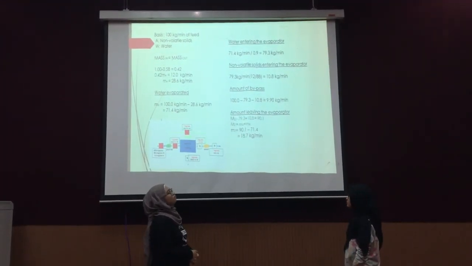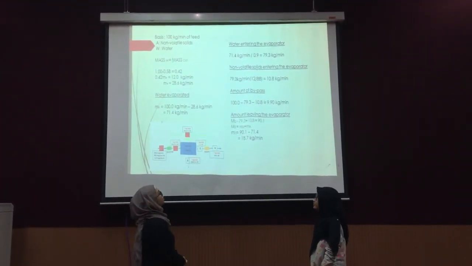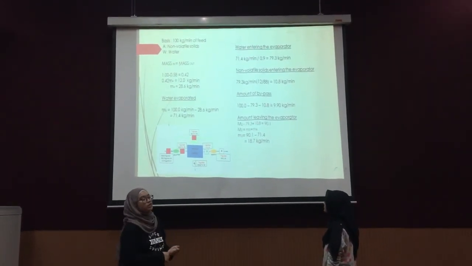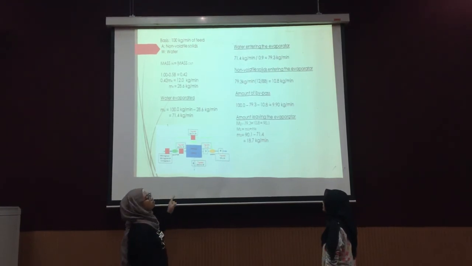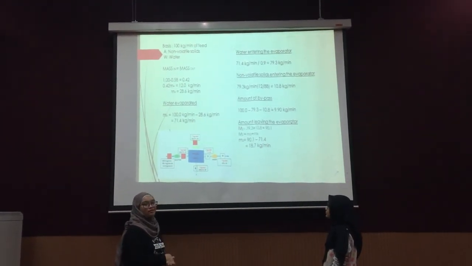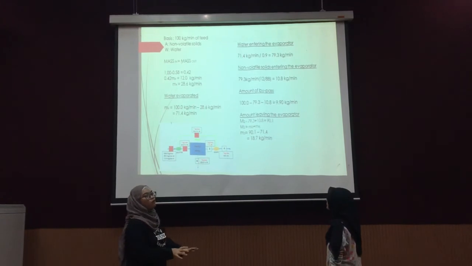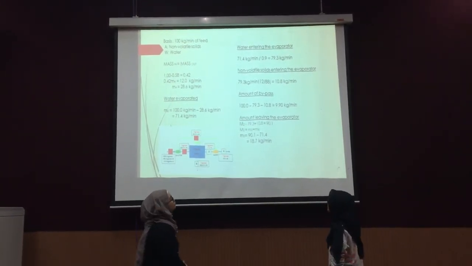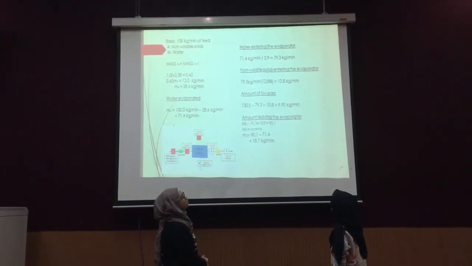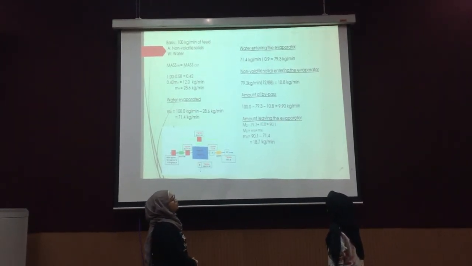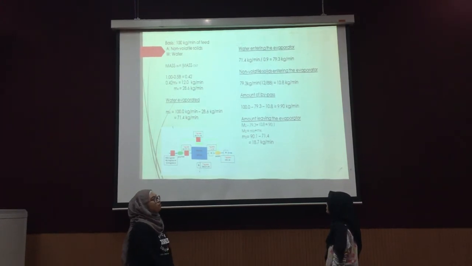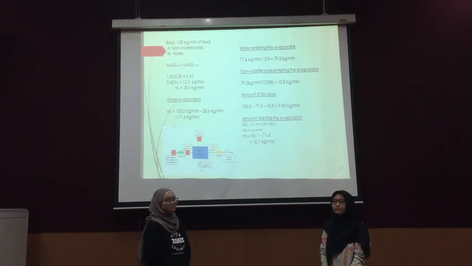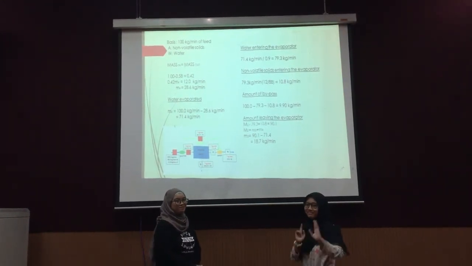And finally, we need to find the amount leaving the evaporator. We use M2 equals M3 plus M6, which means the amount entering the evaporator is equal to the amount of water evaporated plus the amount leaving the evaporator. So from that, we can get M3 equals 90.1 minus 71.4, and we get 18.7 kg per minute. And that's it for bypass.